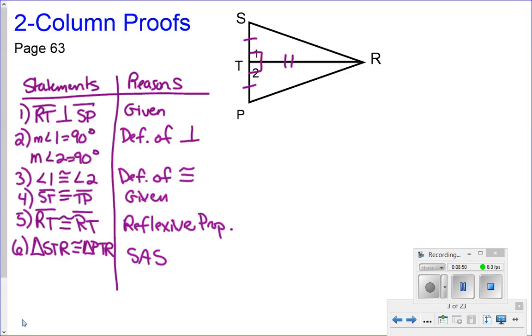Now, again, I just want to point out that if you did want to use leg, so after we stated segment RT is congruent to segment RT, and we have leg and we have leg, if you wanted to use that instead of side, angle, side, you would have to have an additional statement here. You'd have 7 statements. After RT congruent to RT, you would say that triangle STR and triangle PTR are right triangles. And then you would say that the triangles are congruent by leg, leg.